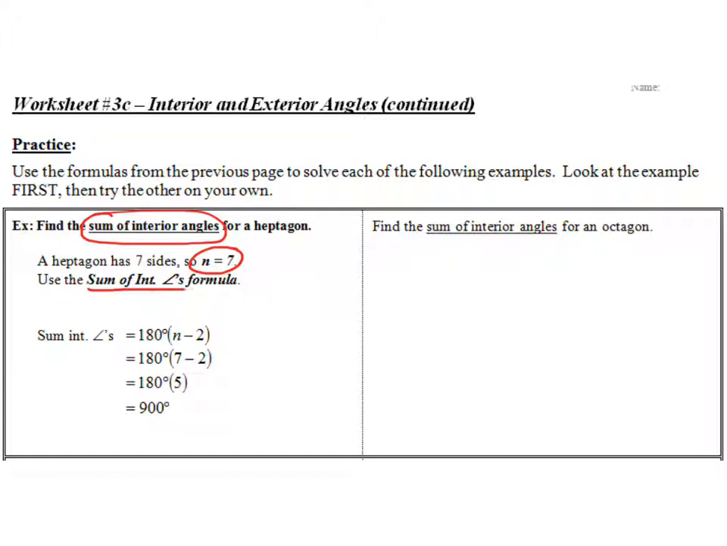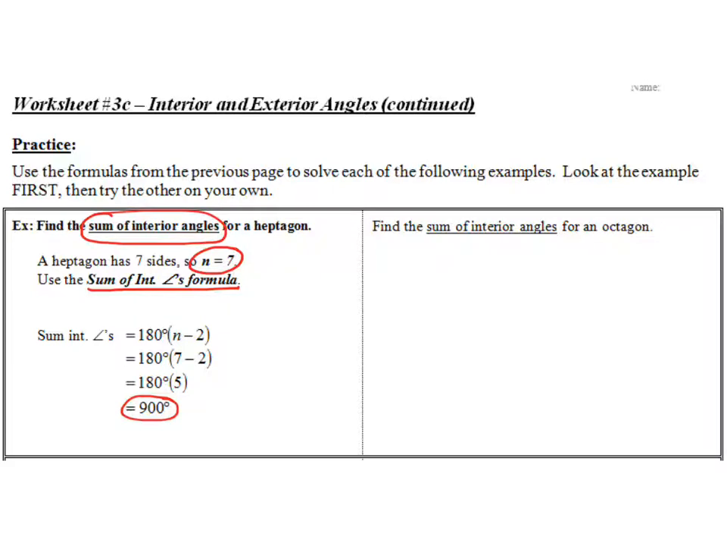And we're going to use our sum of interior angles formula, which you should have found on the previous page to be this: the sum of the interior angles equals 180 times (n minus 2). So if n is 7, I simply plug in the 7 here, and then solve down, and so I find 900.